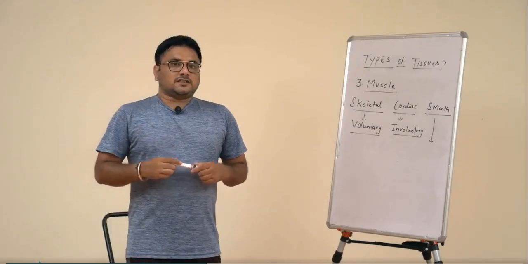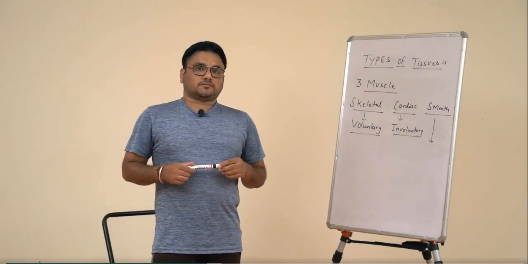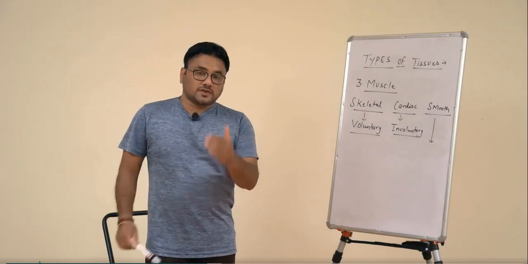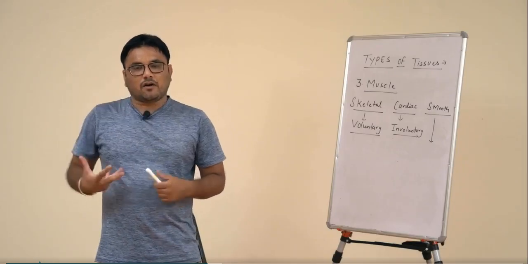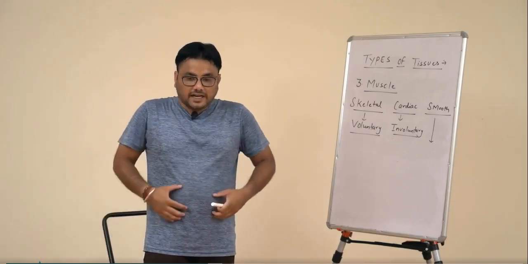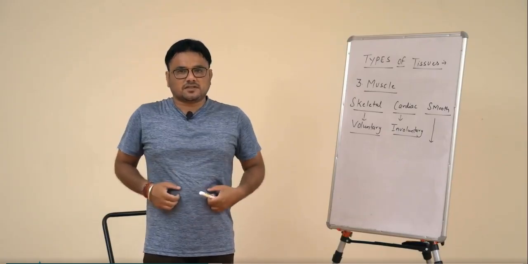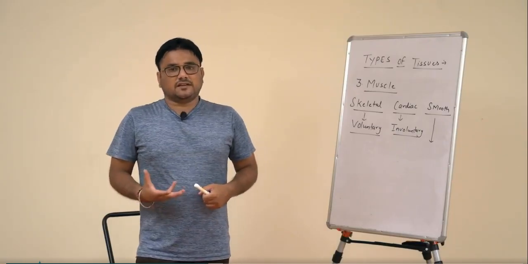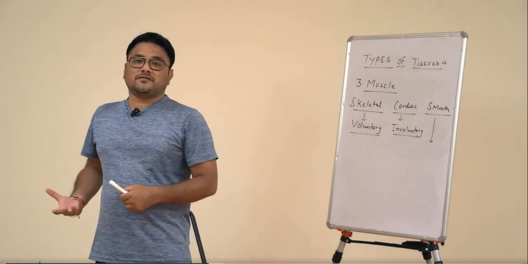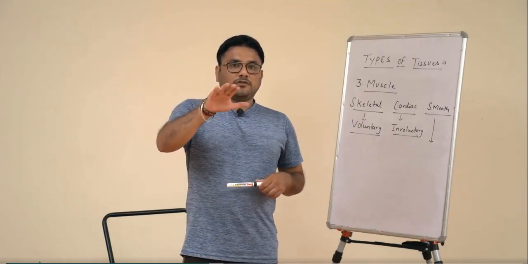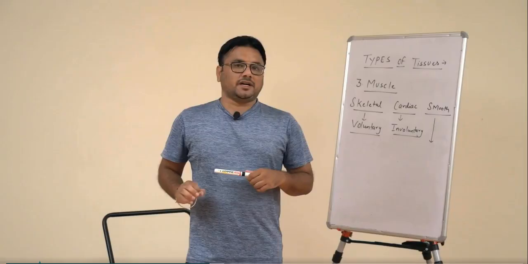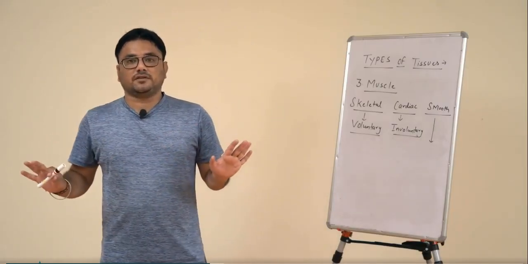Now the question arises, where is it found? The smooth muscles, right? They are found around your internal organs. Like in the digestive system, the muscles are there. In the excretory system, the muscles are there. So now, smooth muscle, if I give a simple example, my dear friends, a very simple example.